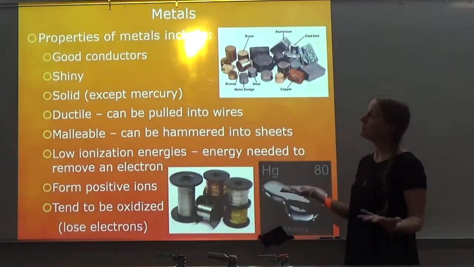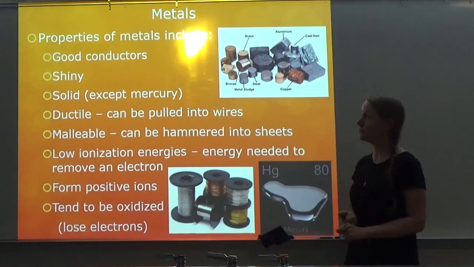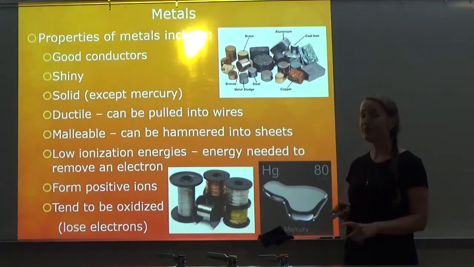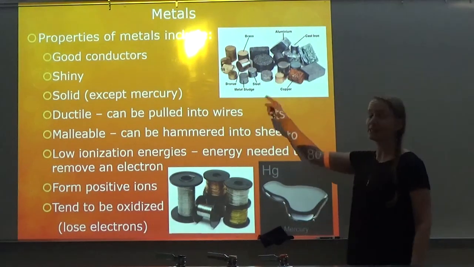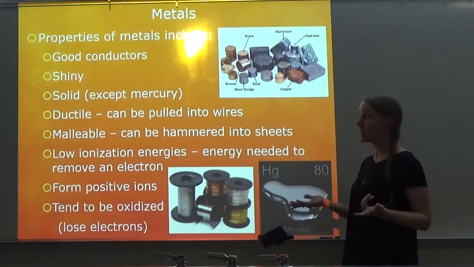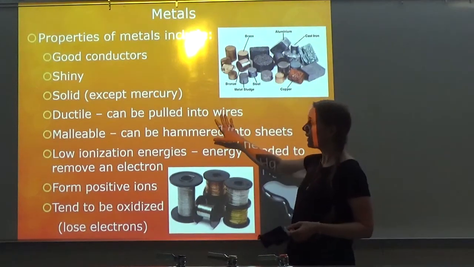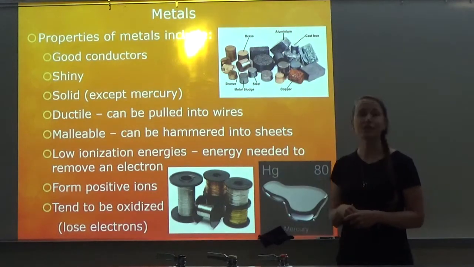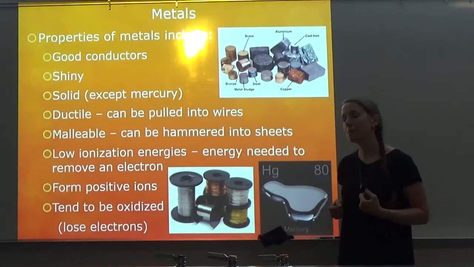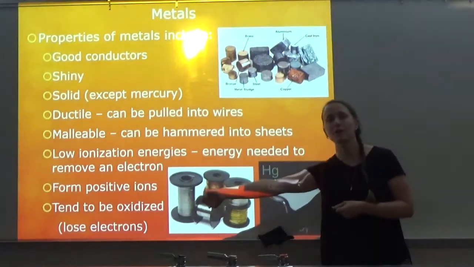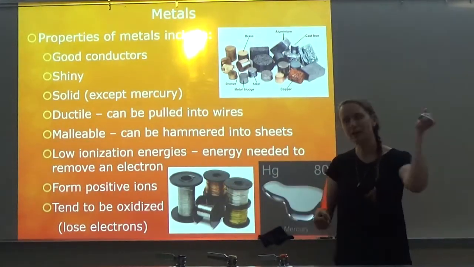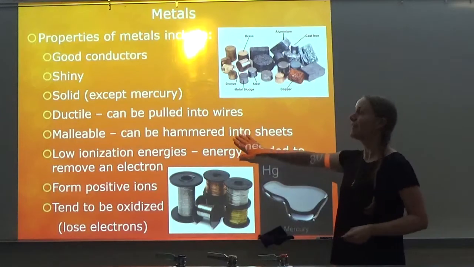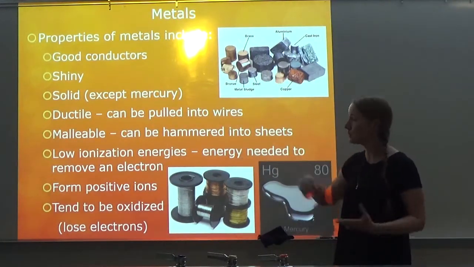Some of the properties of metals include that they tend to be good conductors, they are shiny, they are all solid at room temperature except for mercury, they are ductile, which means they can be pulled into wires like this, and they are malleable, which means they can be hammered into sheets. So in a movie, when you watch a blacksmith stick some metal in the fire and pull it out and start hammering it to make a sword, that can happen because metal is malleable.